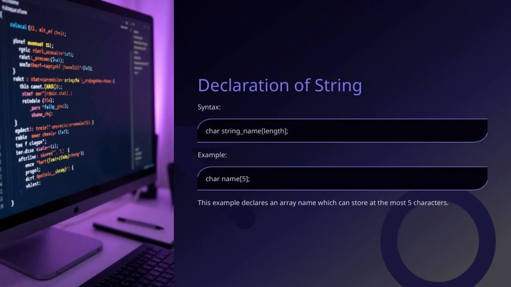The key point here is that the size of the array determines the maximum number of characters you can store, including any special characters like the null terminator. This is important because it directly impacts how much data your string can hold. Connecting this to the overall theme, understanding how to declare strings properly is fundamental since strings are such a core part of programming, especially when dealing with user input or text processing.